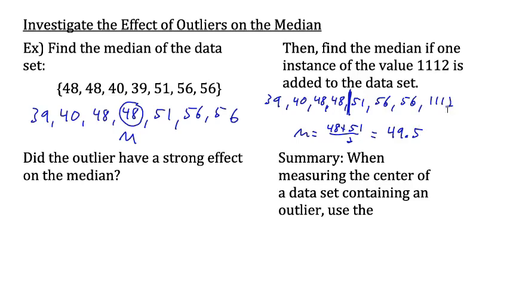Now we notice that even though this outlier was way larger than the other numbers in the data set, it really did not have a very strong effect at all on the median. It increased a little bit, but not much. So no, the outlier did not have a strong effect on the median. So to summarize, when measuring the center of a data set containing an outlier, use the median.